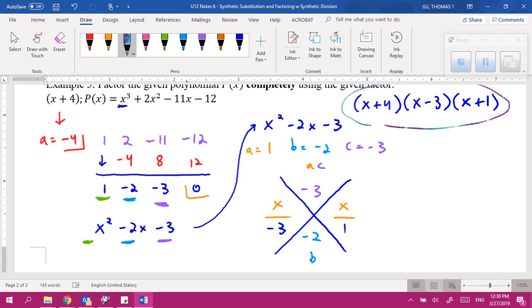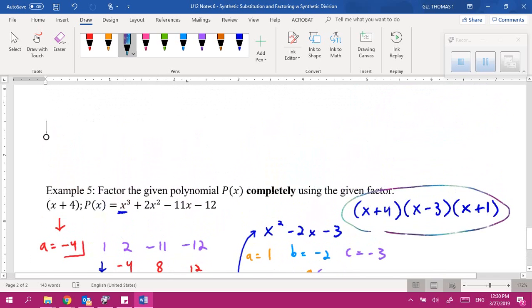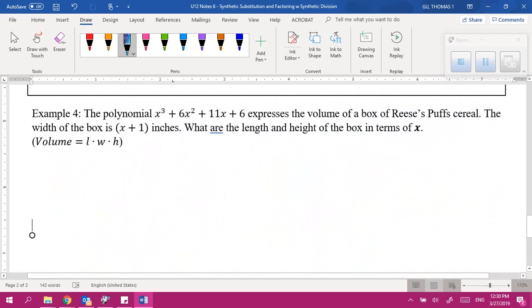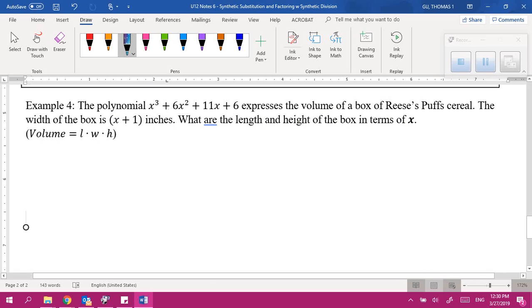All right, there we go. So let's do our last example then, which is example 4. Kind of a word problem, so you have to understand what it's asking you, okay? So it says, the polynomial x cubed plus 6x squared plus 11x plus 6 expresses the volume of a box of Reese's Puff cereal. The width of the box is x plus 1 inches. So what are the length and the height of the box in terms of x?